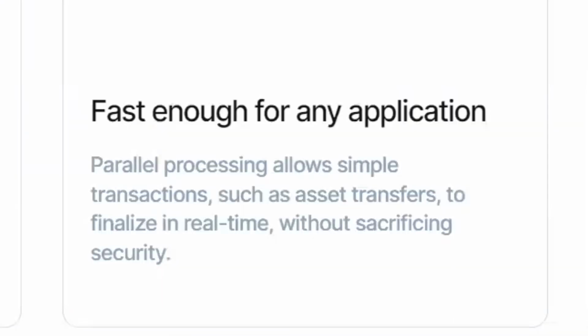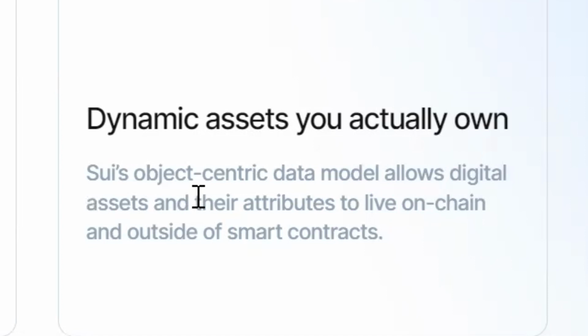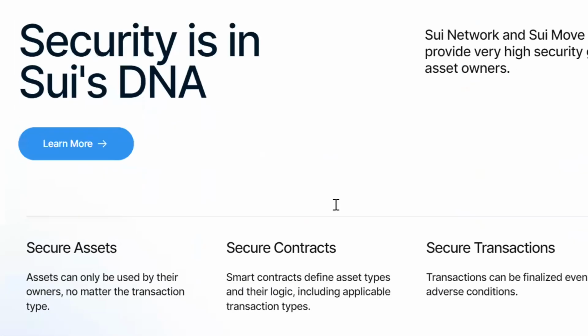Parallel processing allows simple transactions, such as asset transfers, to finalize in real time without sacrificing security. So that's good, because security is a very, very important factor in these layer 1 blockchains. And then it's dynamic assets that you actually own. SWE's object-centric data model allows digital assets and their attributes to live on-chain and outside of smart contracts. I know gaming is looking at building their games on this layer 1.